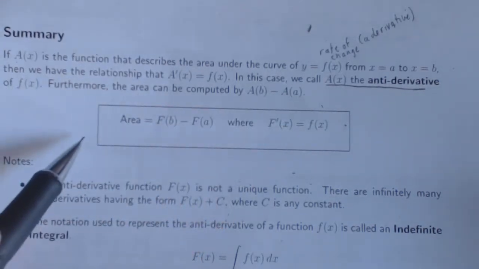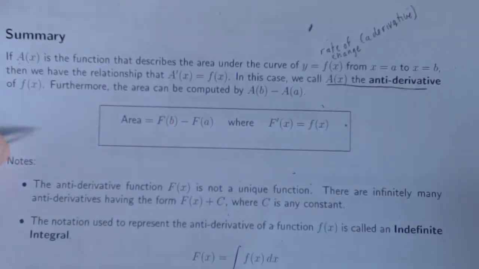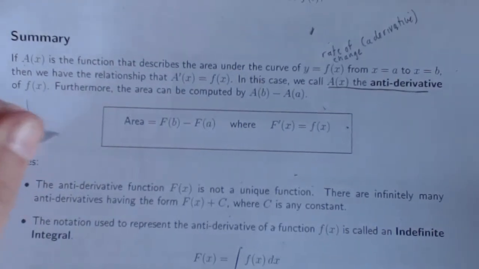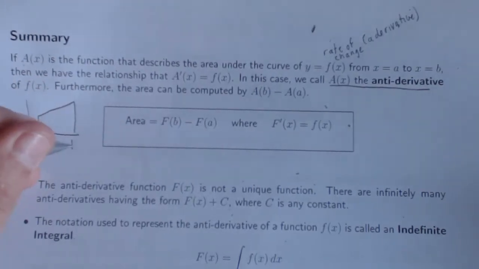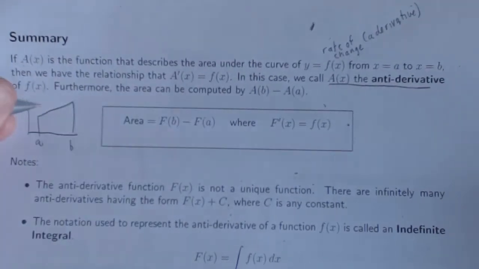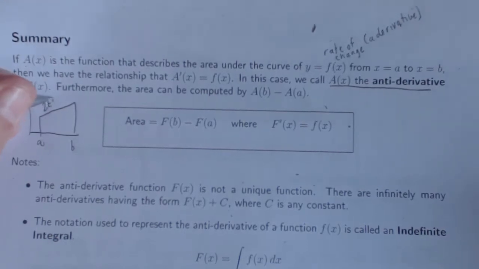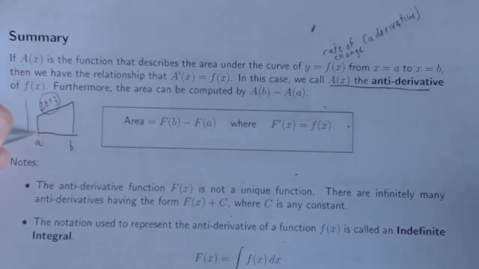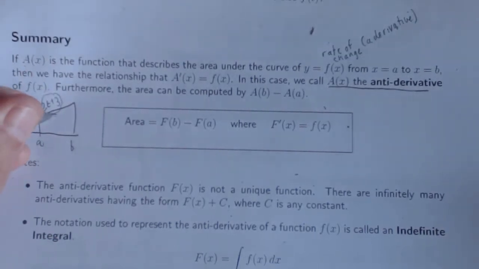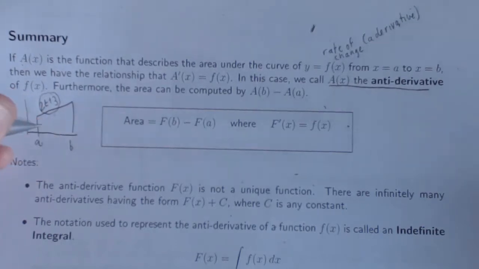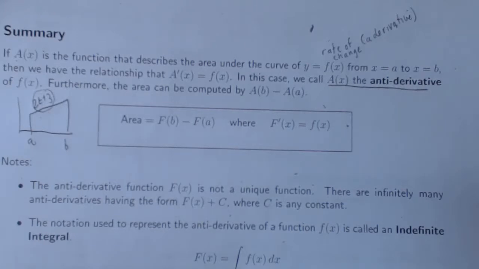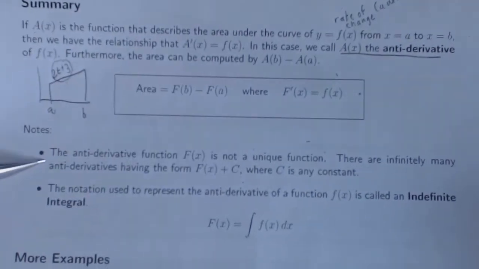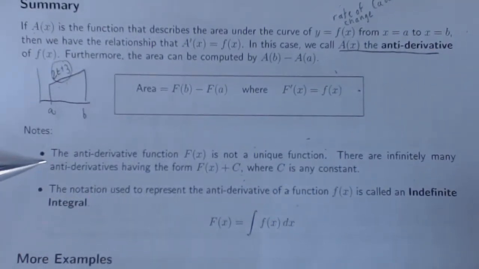And furthermore, it turns out the area can be computed by A of b minus A of a. What that means is, if I give you a lower limit like a and an upper limit like b, in a function like 2t plus 3, I can take the antiderivative of this function, evaluate it at b, and then evaluate it at a, and subtract the two. So the antiderivative of f of x is not a unique function.